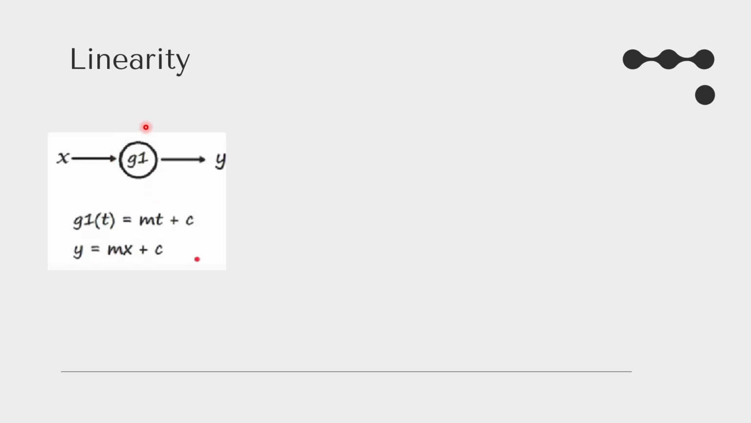This is an example of a simple neuron. Here the input is given and we get y as the output. Multiplying it with weights and adding the bias, we get an equation like this: y = mx + c, which is the equation of a straight line.